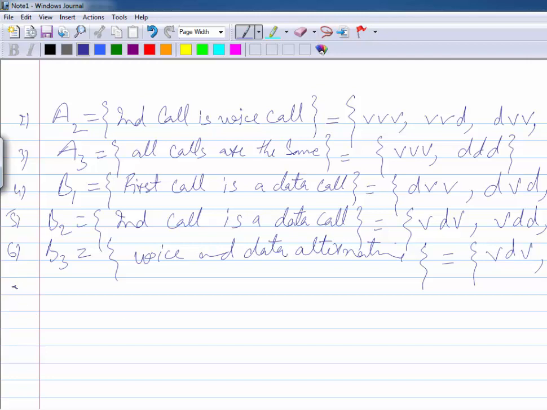The last one says two or more data calls. So we can have voice call, data call, data call. We can have data call, voice call, data call. We can have data call, data call, voice call. We can have 3 data calls. This way you can easily look at it.